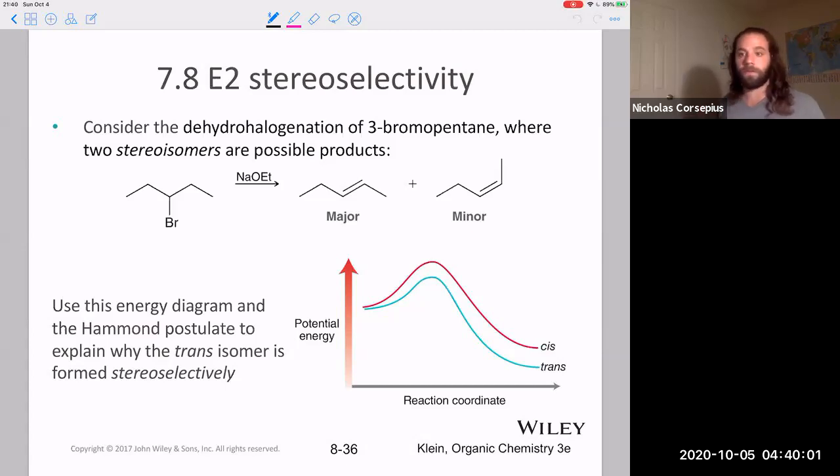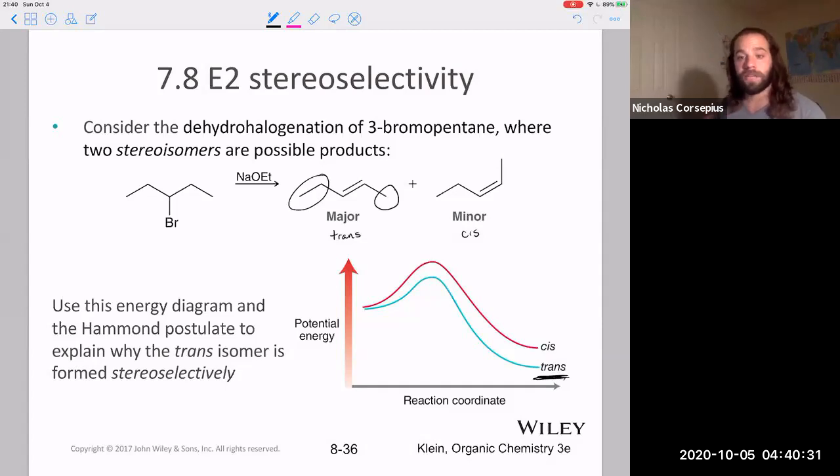First things first, remember, more stable. If you can form two products, the more stable one is going to be the one that forms in the most abundance, the major product. So for example, here I have 3-bromopentane, treat that with a strong base. I can get either the trans or the cis product. And remember, the trans product is more stable because I have these big bulky groups on either side.